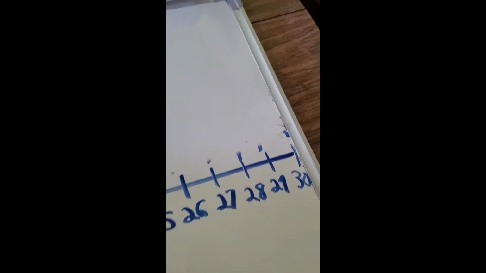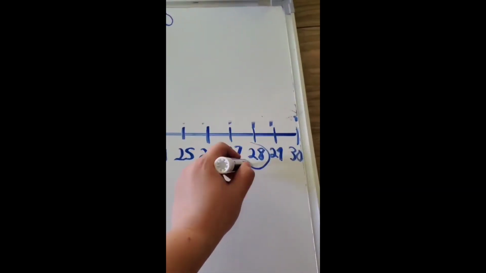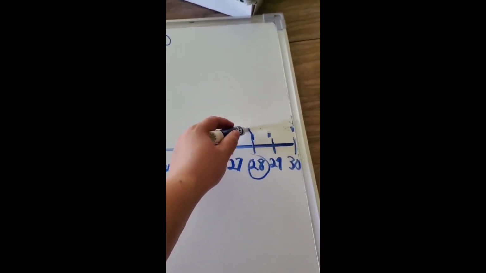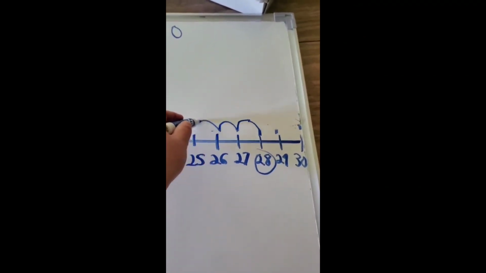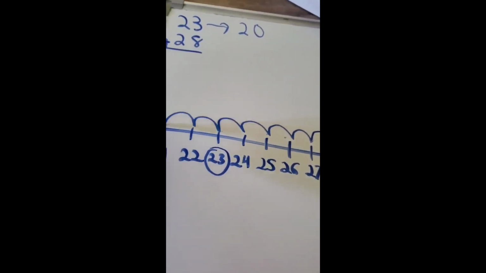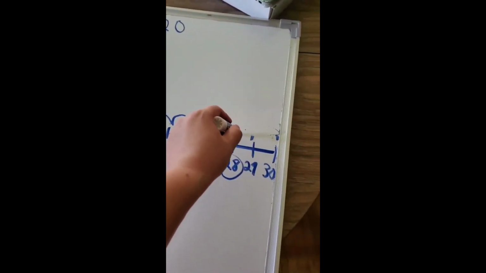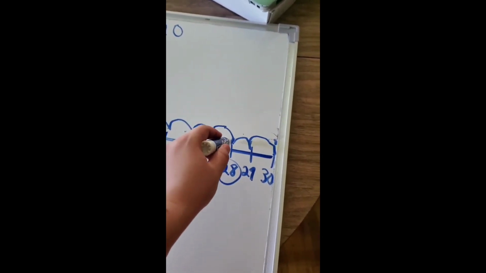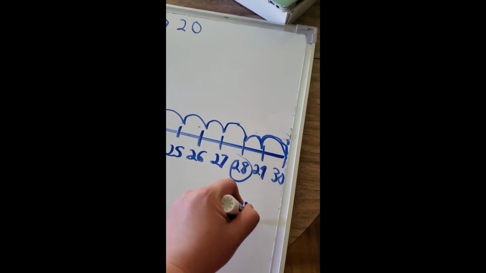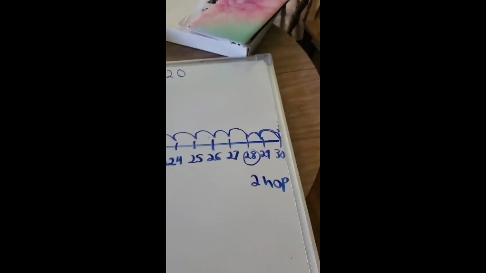And now, let's do 28. Let's see if 28 is closer. Let's count. Count with me on your piece of paper. Ready? 1, 2, 3, 4, 5, 6, 7, 8. 8 hops to 20, and let's do it to 30. 1, 2. 2 hops. Which one is 28 closer to? You guys are right. It's 30.